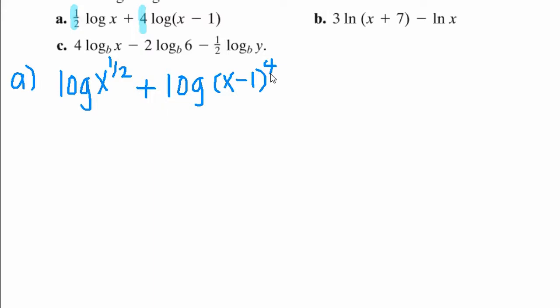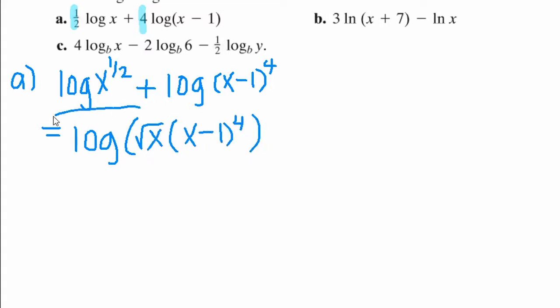Now that I have addition, now I can rewrite that as multiplication inside. Instead of x to the 1/2, I'm going to write that as square root of x. And then I have x minus 1 to the 4th. And now I am condensed to a single logarithm.